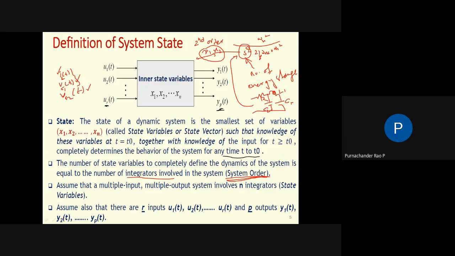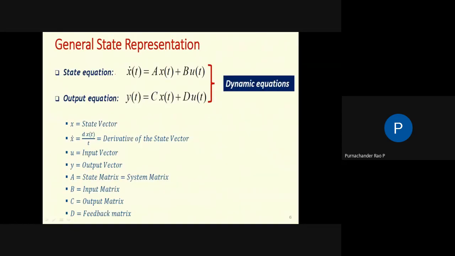Here the system is a multi-input and multi-output system, which involves n integrators. That means n state variables, and there are r inputs, represented as u(t): u1 to ur of t, and p outputs, y1 to yp. So these are the outputs and these are the inputs. Now by using this, you can represent the state space representation.